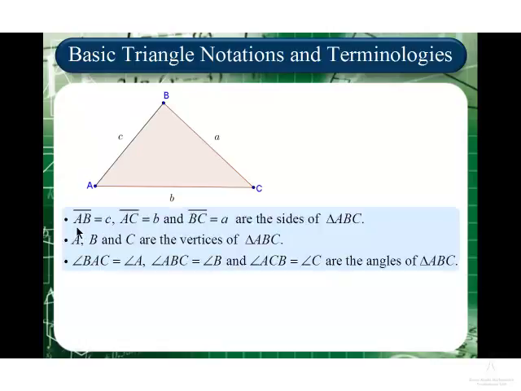We will start the discussions on triangles by introducing some basic triangle notations and terminologies. Let's consider the triangle ABC as indicated on the screen. Then we know that the side length AB, or line segment AB, can be indicated also by small letter c, which is opposite the angle with vertex C, where we use the capital letter to indicate the vertex. Similarly, side length AC can be indicated by small letter b and BC by small letter a. These are the sides of the triangle ABC.